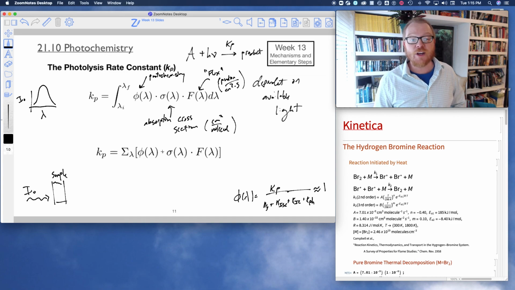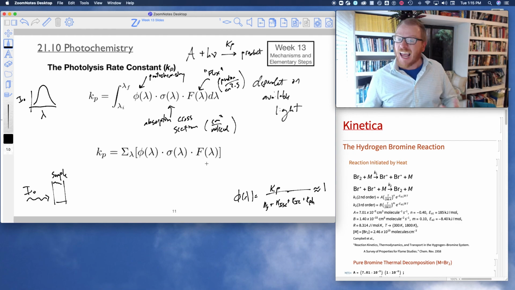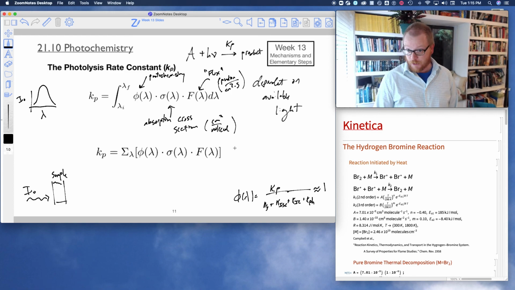Okay. So you can also use this version of the equation. Instead of integrating, you can just do a sum of the products of all three of those things. So if you know the quantum yield at a given wavelength, if you know the cross section at a given wavelength, and you know the flux at a given wavelength, then you just multiply all three of those together. And if you have a monochromatic source of light, so suppose you only have one single wavelength coming through, then you don't have to carry out that sum. You just multiply them all together and you go for it.